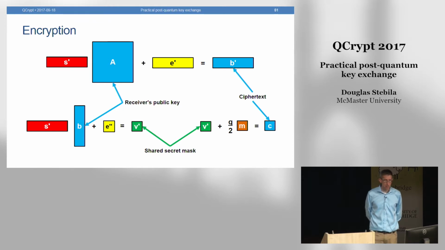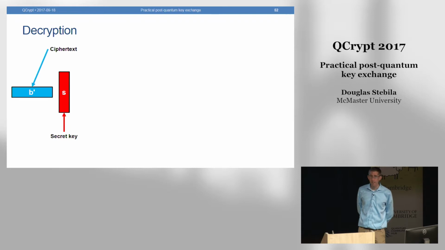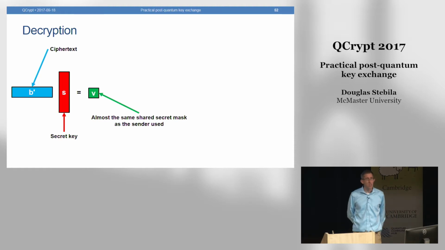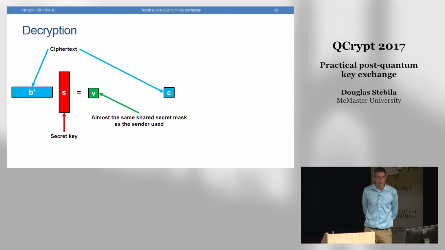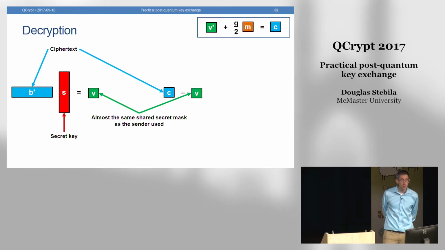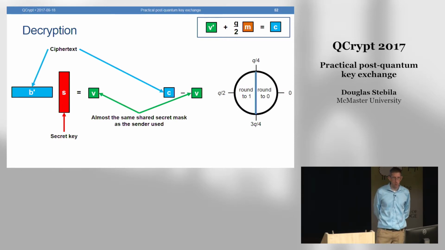And now the recipient wants to decrypt. The recipient receives the ciphertext B prime, multiplies it by their secret key, and that's going to get them a masked value. Now I've written V here instead of V prime because it's not quite the same shared secret, but I'll show you on the next slide that it's almost the same shared secret as the one that the sender used. And let's just, for now, assume that we indeed have the same shared secret. So the recipient will take the other ciphertext component C and subtract off the mask. If you remember, the ciphertext C was V plus a multiple of the message. So when I take C minus the mask, I'm going to get a value left over, and I'm going to use a rounding mechanism to figure out what the message actually was.